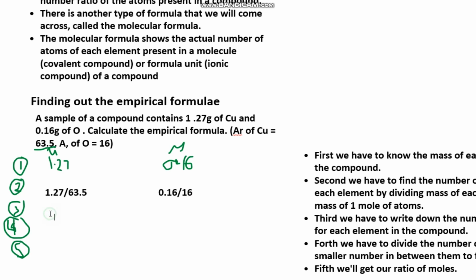Alright, so we have got ourselves this. Then the answer for each of these is given in decimal form. So first we should write down the moles we have found. For this one it is 0.02, and for this one it is 0.01.